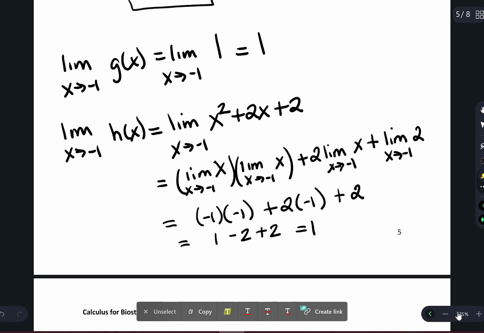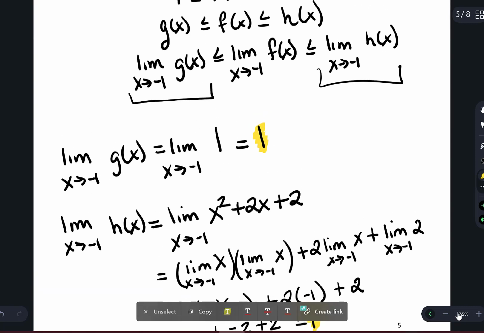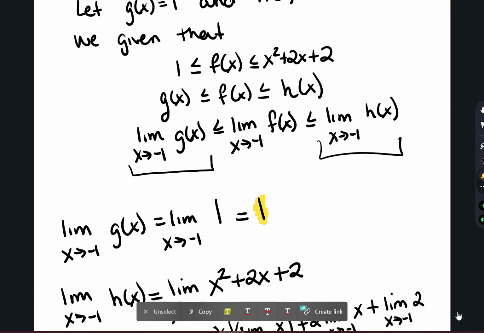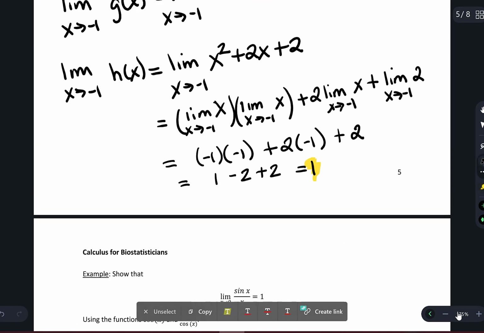So notice the limit of g of x is 1, the limit of h of x is 1. Up here, we know that the limit of f of x has to be greater than the limit of g of x, which is 1. And the limit of h of x is 1, and f of x has to be less than that. So in other words, this limit is sandwiched between 1 and 1. So therefore, the limit as x approaches negative 1 of f of x is equal to 1. And so we've shown what we need to show.